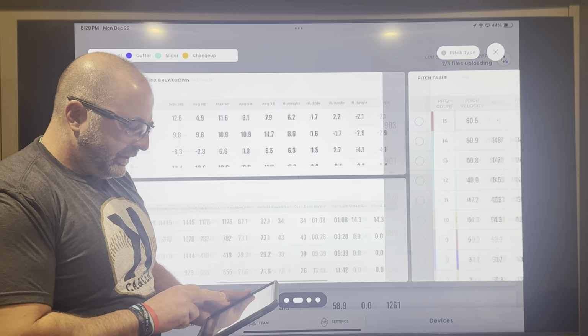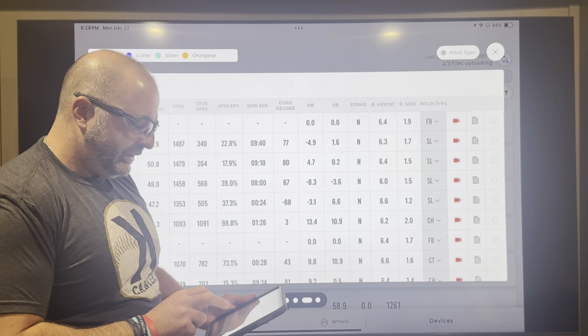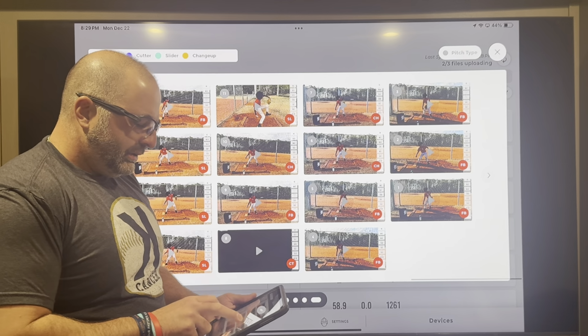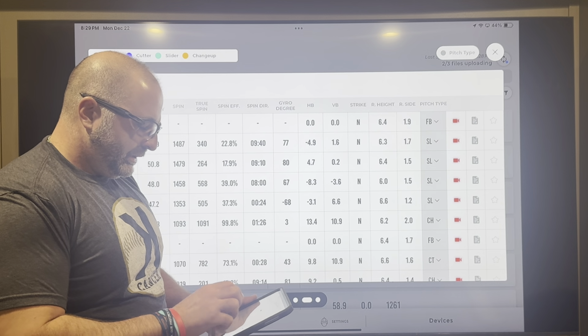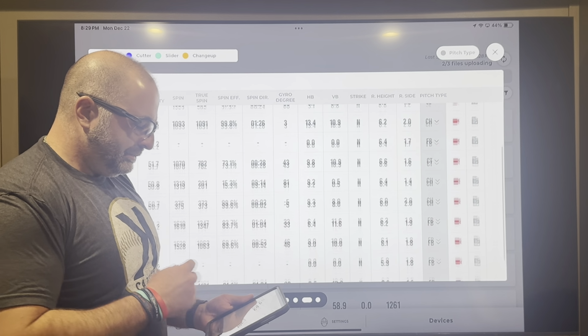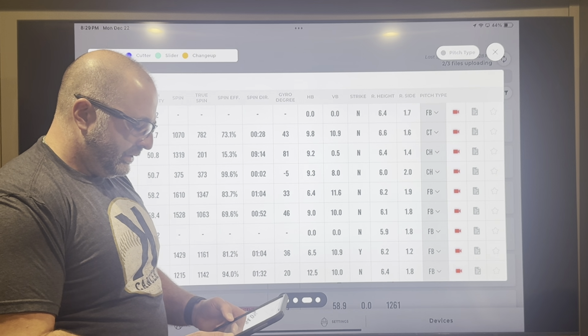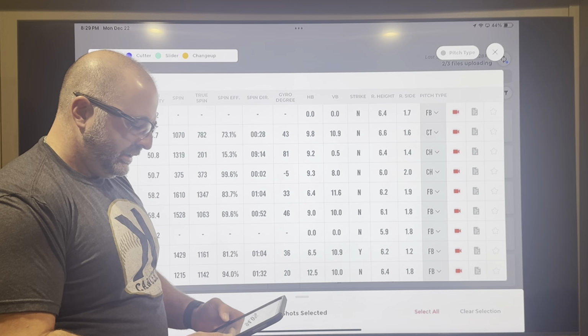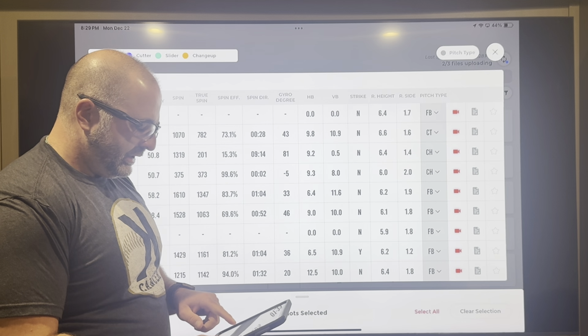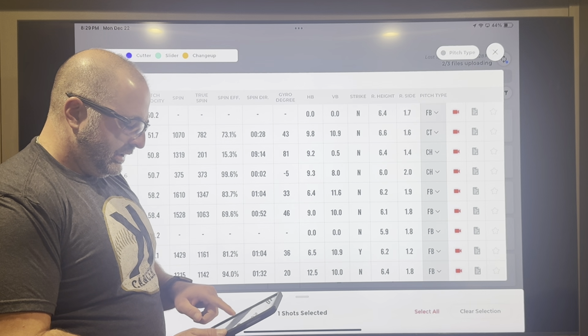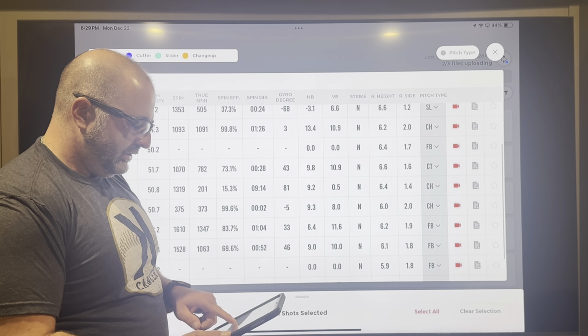Okay. Let's look at a couple of the other things here. Let's bring up, and I didn't pre-go through these to see which ones I'm going to select, let's look at your 57 mile an hour fastball that was a strike. And then let's look at changeups.